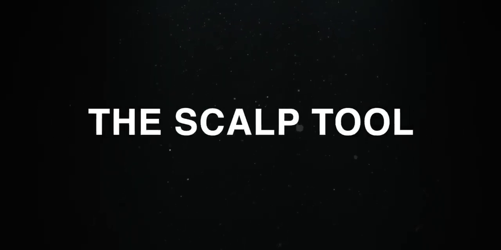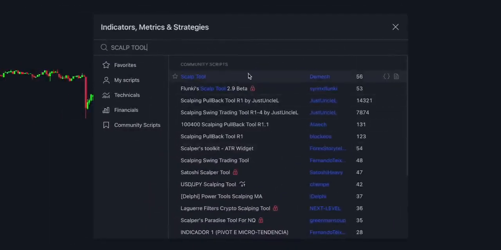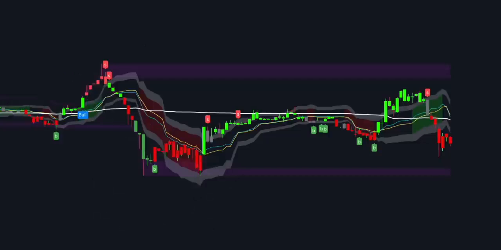So, the first indicator is called the Scalp Tool by DMEC. It was published not long ago, so not many people know about it yet. The Scalp Tool is an indicator created particularly for scalpers, hence the name. The versatility of this tool allows you to create multiple trading strategies for different timeframes and assets.